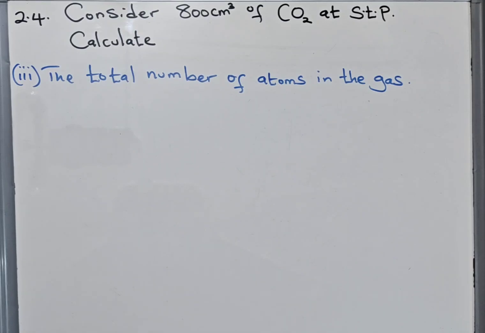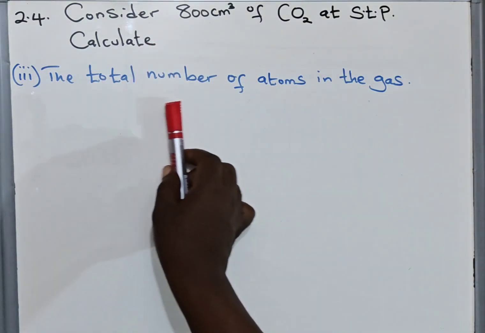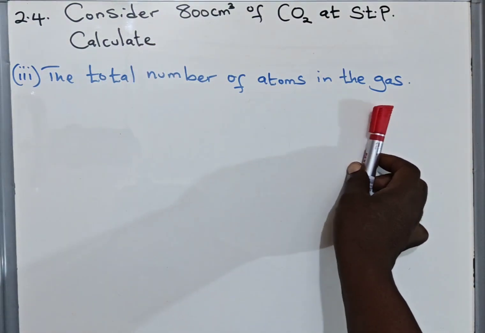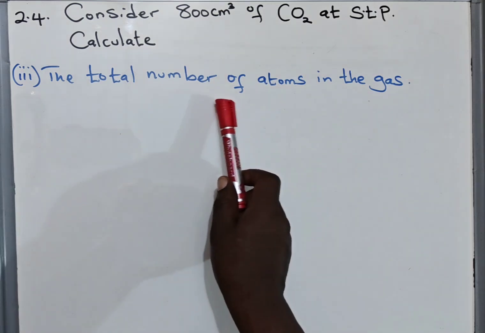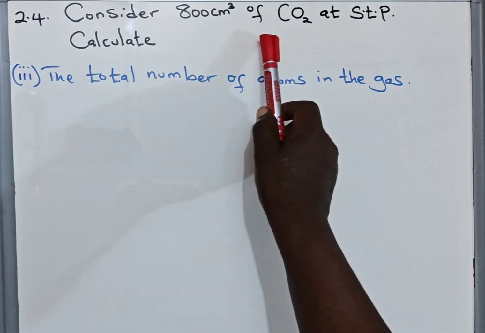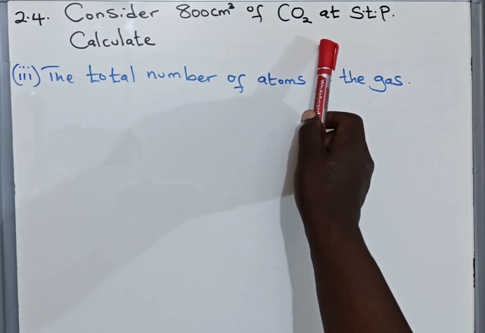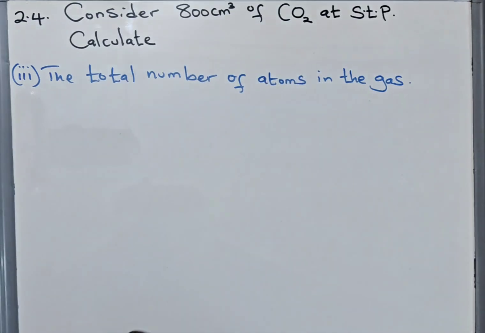Yes, so we come to this one. It says to calculate the total number of atoms present in the gas. How do we go about this? We want the number of atoms, not molecules, and carbon dioxide is molecular. So what do we do in this aspect? We calculate the number of molecules first.